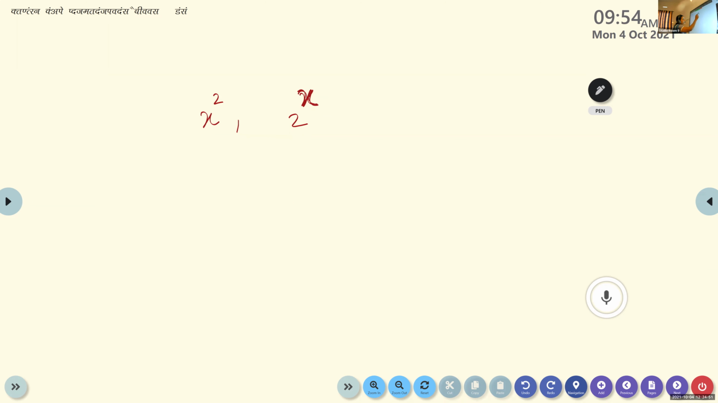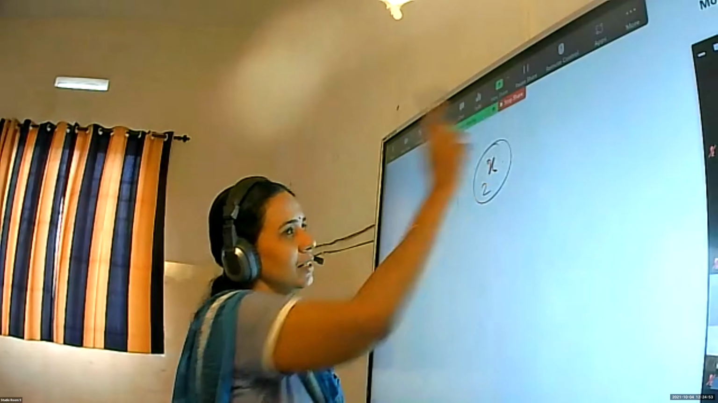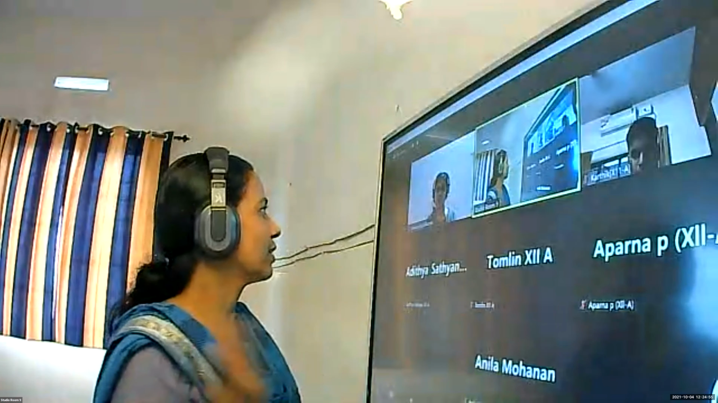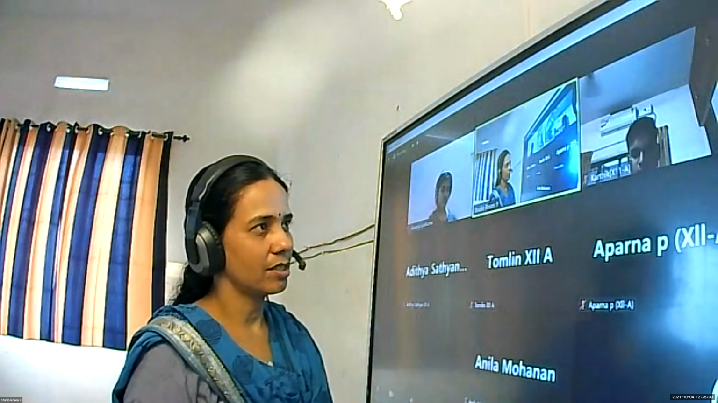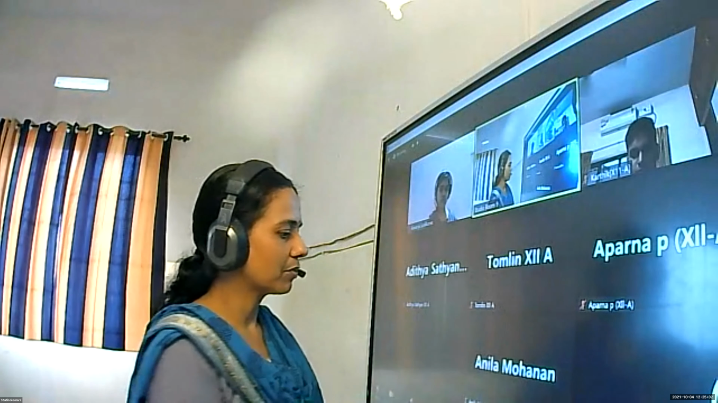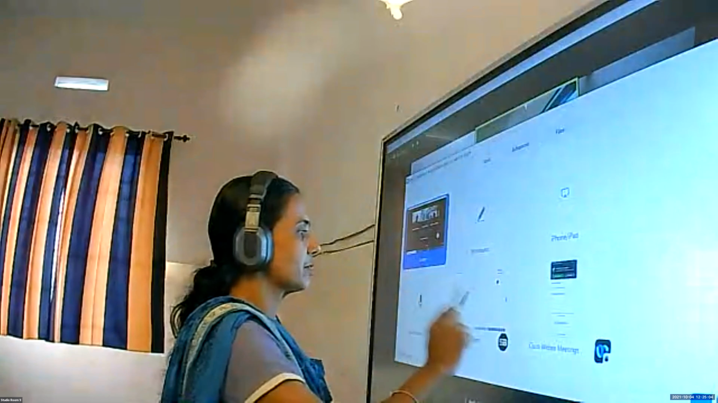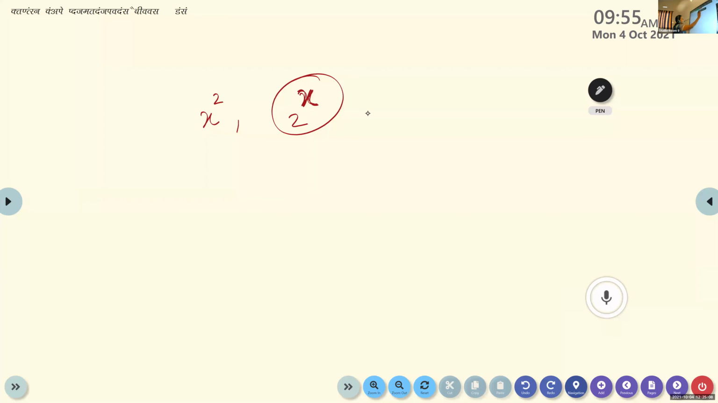So in this situation, whenever the power of the variable becomes a function of x, we have to go with logarithmic differentiation. Okay, write the question. Differentiate 2 raised to x.